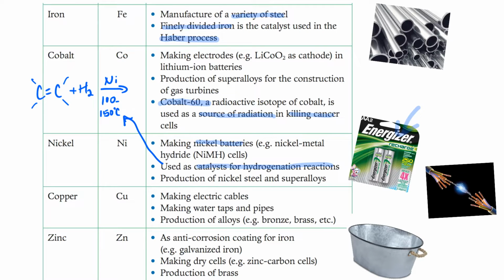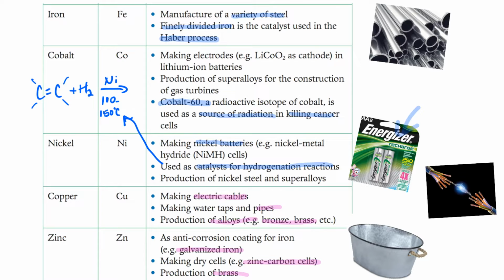So copper, needless to say, electric cables, we use it to make pipes, and make alloys like bronze and brass. Zinc, we can use it in galvanized iron. We can also use it in the zinc-carbon cell. That is part of the elements to make brass as well. So galvanized iron, let's recall your memories.